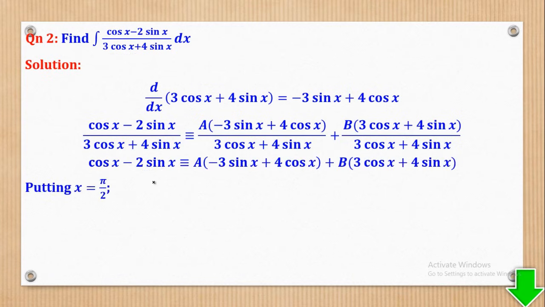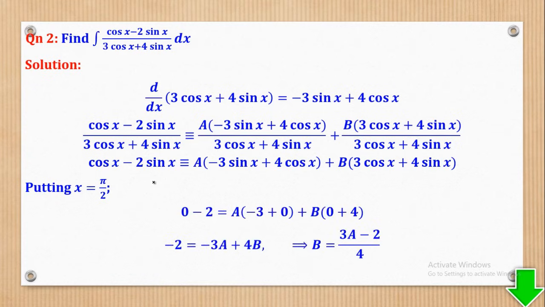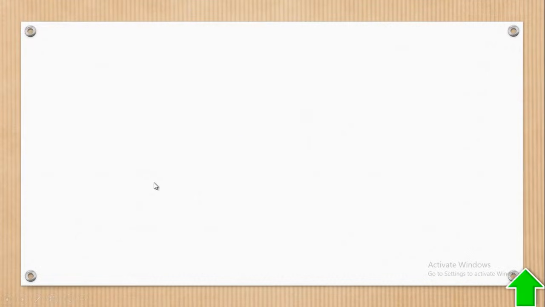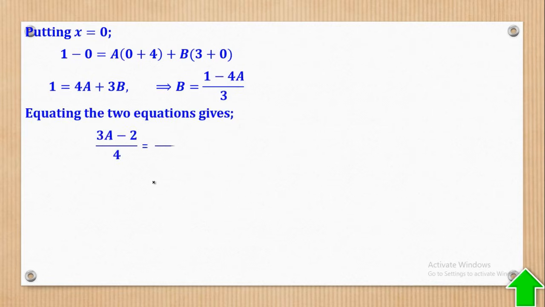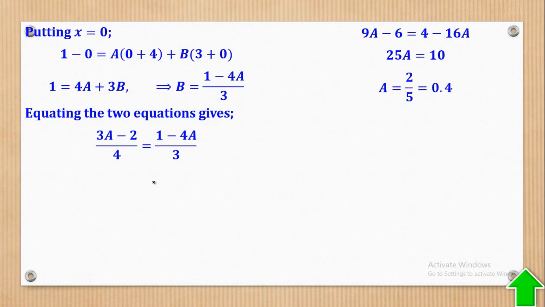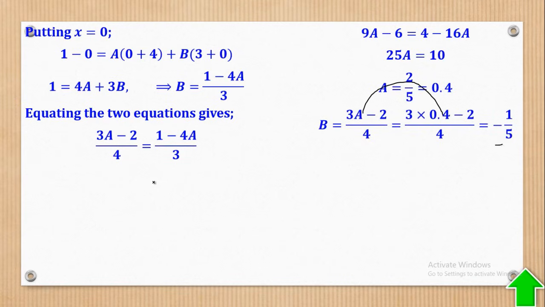So when I put x equal to pi over 2, I'll come up with that, implying that b is equal to 3a minus 2 over 4. When I put x equal to 0, I'll come up with that, therefore implying that b is equal to 1 minus 4a over 3. Now equating the two equations, I'll be able to get the value of a. So simplifying gives you that value of a as 2 over 5. And the value of b will be equal to 3a minus 2 over 4. The good thing, I know the value of a, therefore I'll come up with negative 1 over 5.